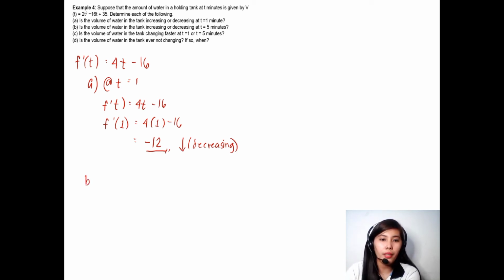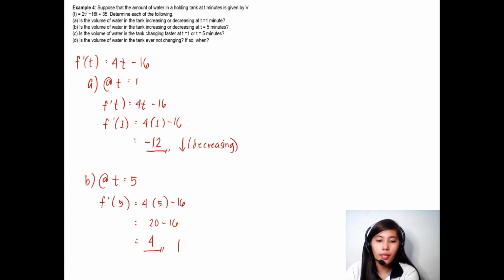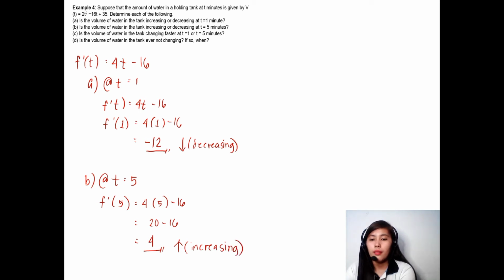Then for letter B, is the volume of water in the tank increasing or decreasing at t is equal to 5 minutes? We'll just substitute t is equal to 5. So this will be 4 times 5 minus 16, which is equal to 20 minus 16, or equal to 4. Therefore, this is increasing because we have a positive value.